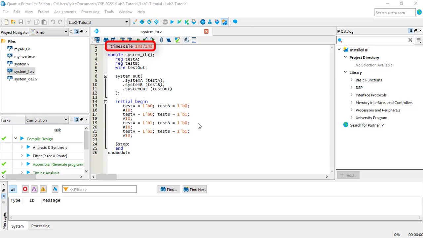First, before the module declaration, you need to put a backtick symbol, followed by the keyword timescale, and then 1 nanosecond/1 nanosecond. This just sets the units for the simulation graph, and has nothing to do with the speed the simulation actually runs at. Second, it doesn't need any ports. Notice there are no inputs or outputs.